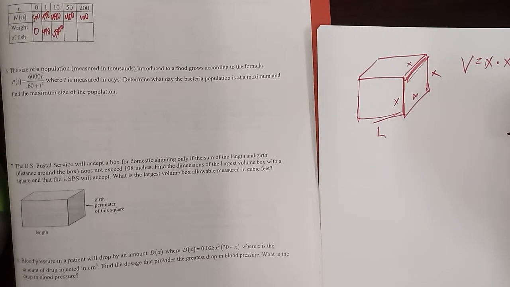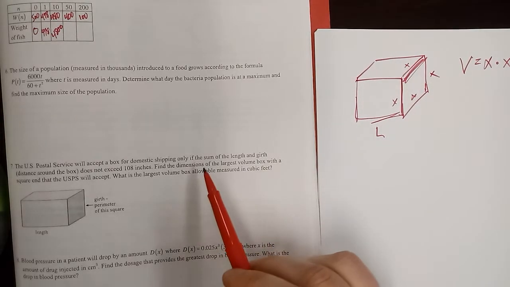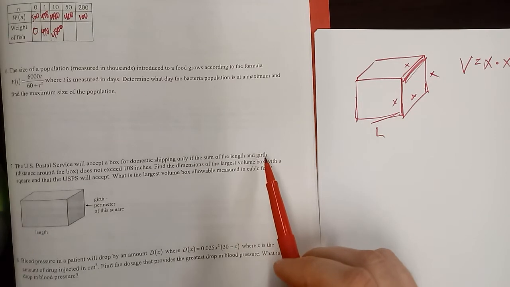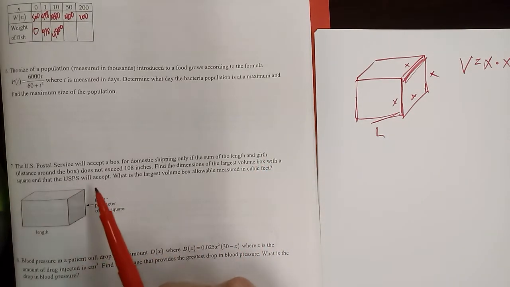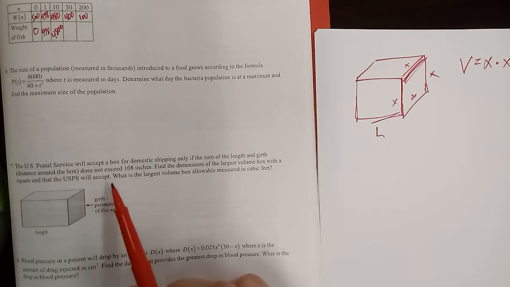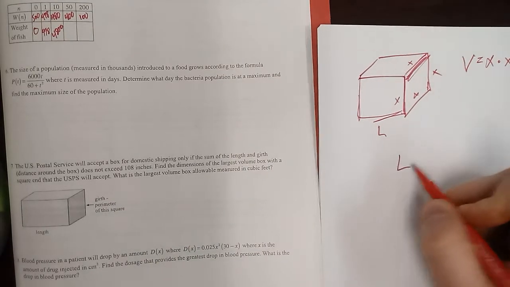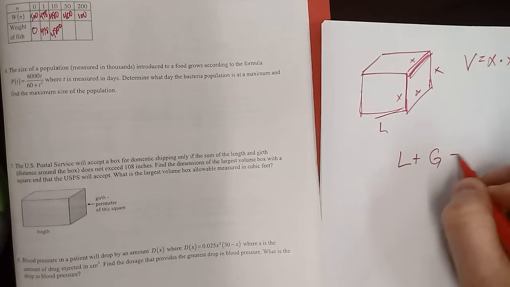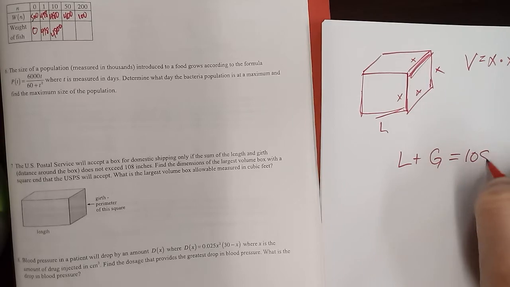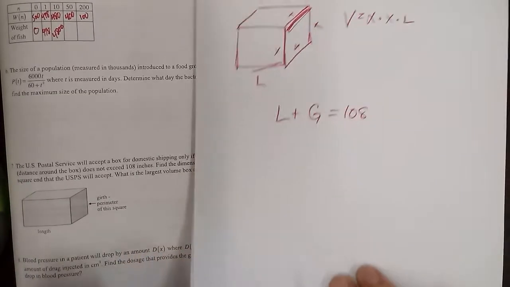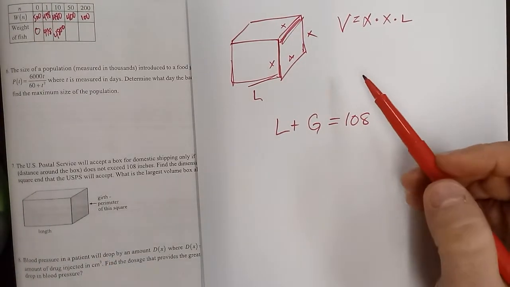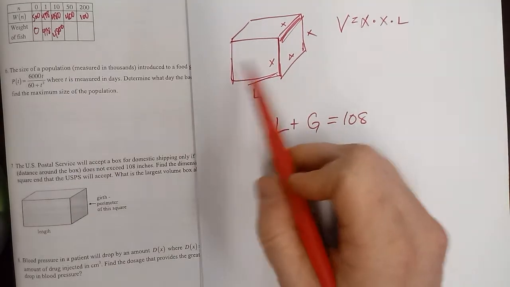Find the dimensions of the largest box. Yeah, okay. So it says the sum of the length and girth, distance around the box, does not exceed 108. So length plus girth, it needs to equal 108 or be less, but since we're trying to maximize, we're going to say it's going to equal exactly 108. Now, girth, let's figure out how far around it is.